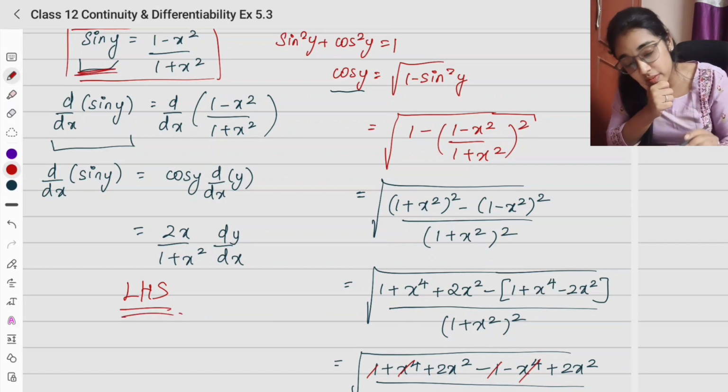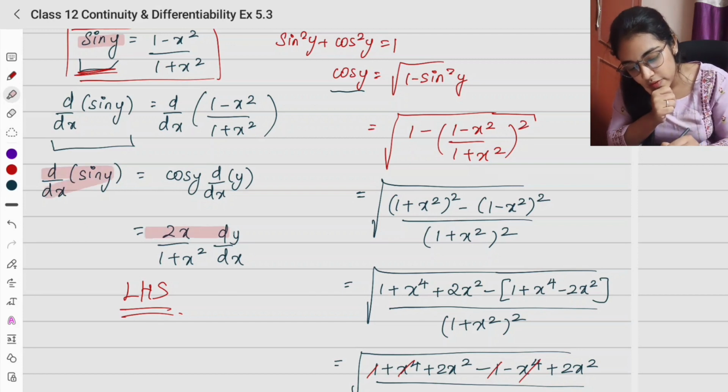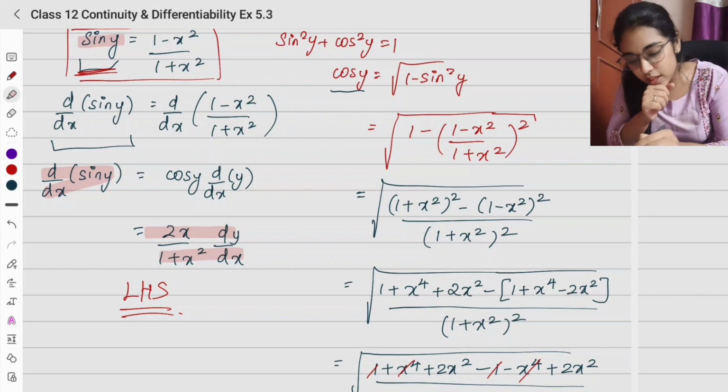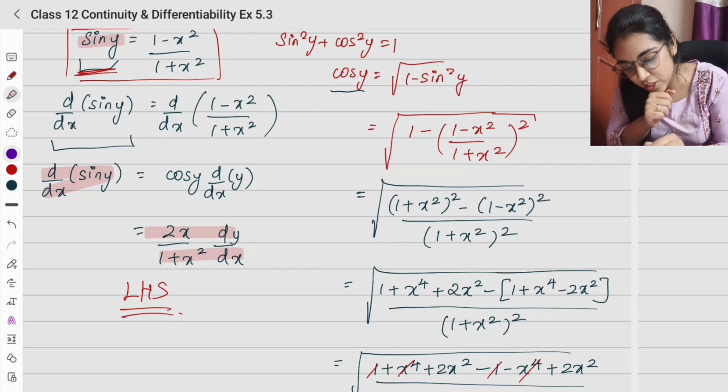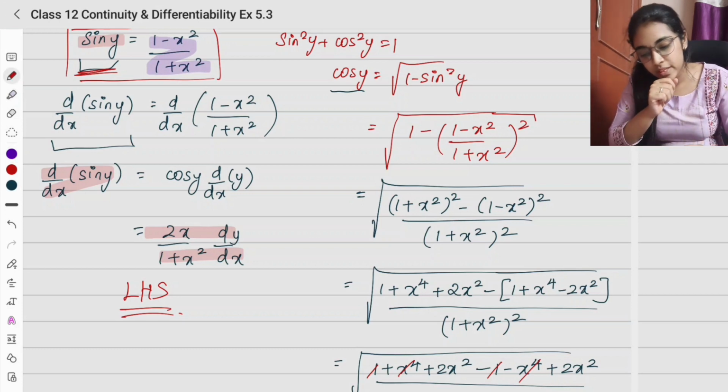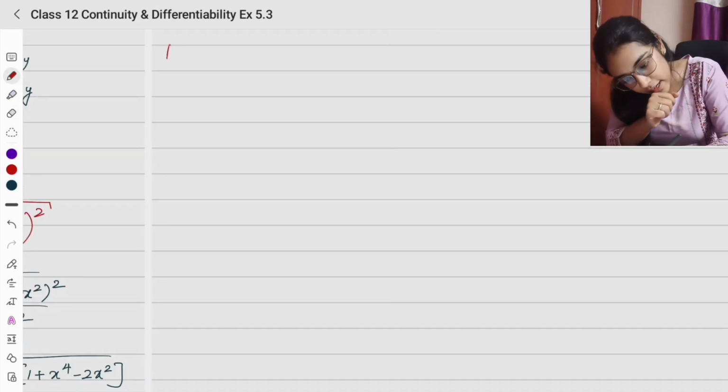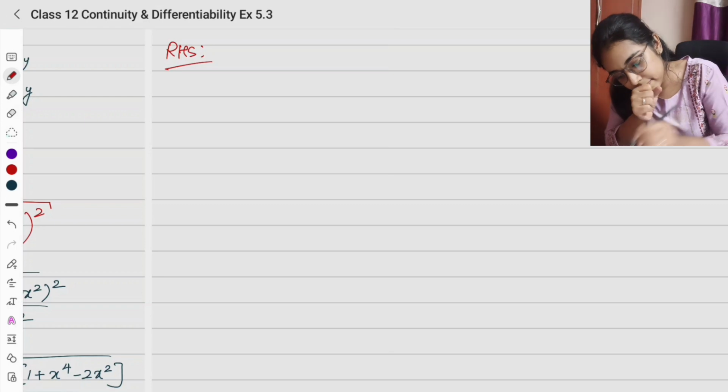You found out the derivative of sin y. So this is for sin y. We have found out the derivative of sin y, which is simply this. Now I need to find the RHS. I need to find the derivative of this. I'll change the color. So this is my RHS. Now, what will we get? RHS. What do I have?